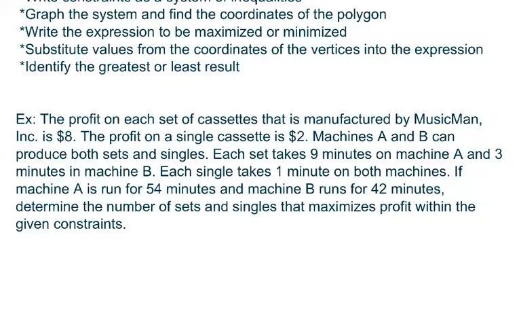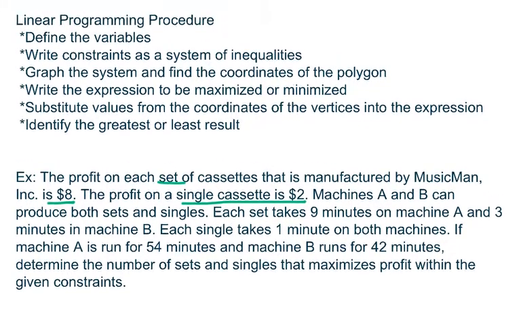All right, this problem talks about maximizing profit. So anything you see in the setup that talks about profit, like the $8 on sets and $2 on single cassettes, is stuff we don't need to worry about right now. That's what we're going to use to figure out what we're going to maximize or minimize later, once we get it graphed and find our vertices. We're not going to pay attention to that right now. What we need to do first is follow our steps.